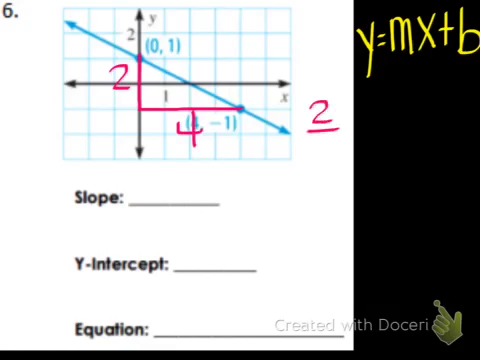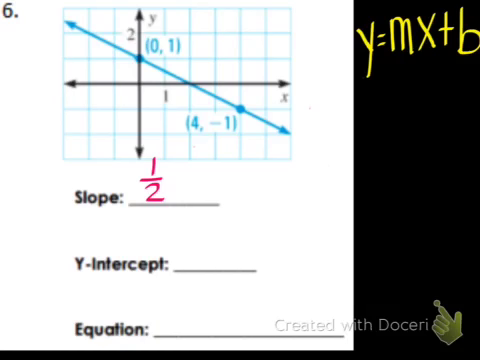So we get a rise over run of 2 over 4, but that can be simplified because both of these are divisible by 2. So it becomes 1 over 2. So our slope is 1/2.